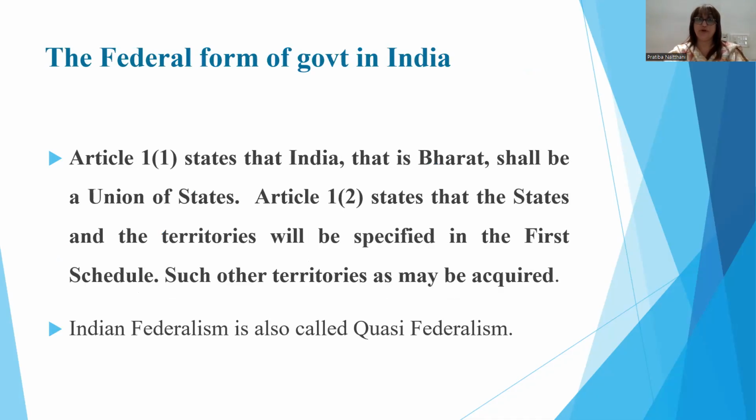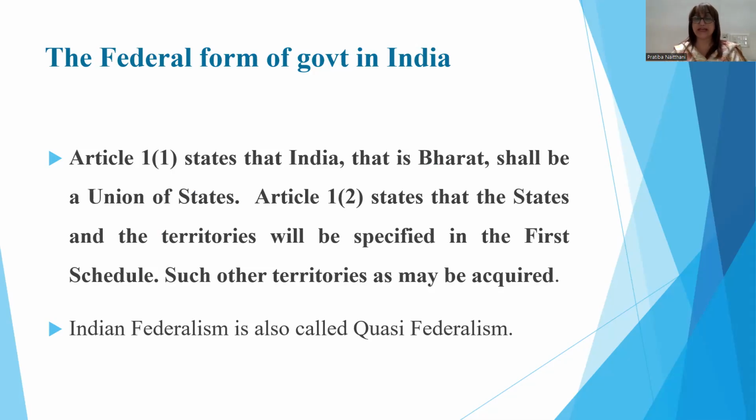Now, for the federal form of government of India, just the opening statement of Article 1, Clause 1 gives us the idea. What does it say? Article 1, Clause 1 states that India, that is Bharat, shall be a union of states. I think I have discussed this earlier, that it doesn't say Bharat is a federation of states. It says it is a union of states. So why are we emphasizing that it is a union of states? Because we want to emphasize that it is one united whole, a single nation.